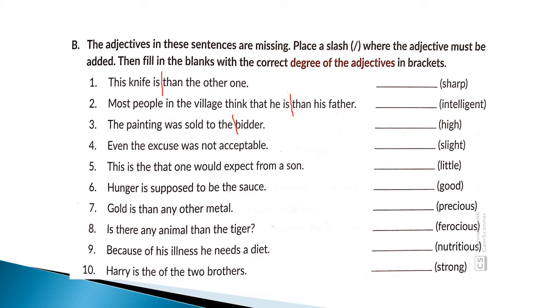The adjectives in these sentences are missing. Place a slash where the adjective must be added, then fill in the blanks with the correct degree of the adjectives in bracket. Alright, so here what we are going to do. This knife is than the other one. We have to use the word sharp. Where shall we insert sharp? This knife is sharper than the other one. Comparison.